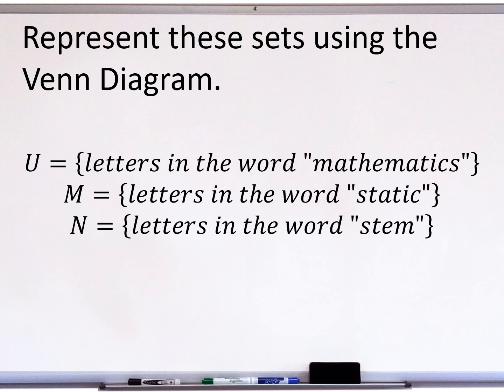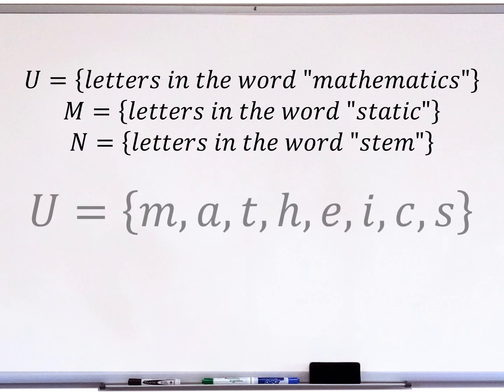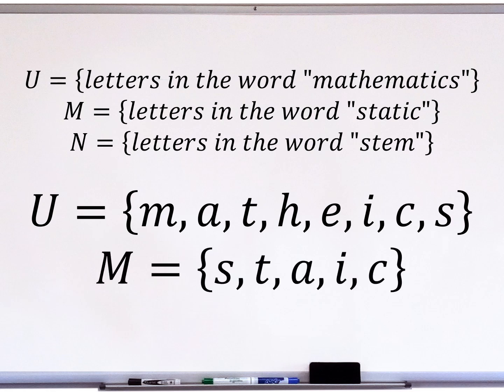Please take note to convert the given sets into roster notation so that you can easily identify the elements in the given set. For the universal set U containing the letters in the word mathematics, make sure that we are talking about the distinct letters in the word mathematics. So you're going to write every distinct letter. While for set M, it contains the letters S, T, A, I, and C.